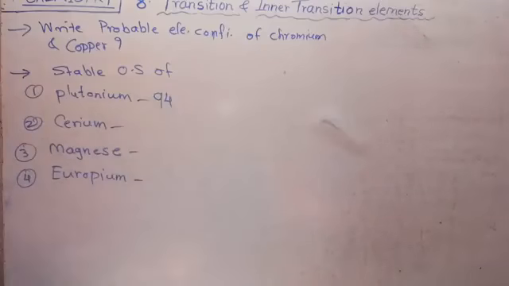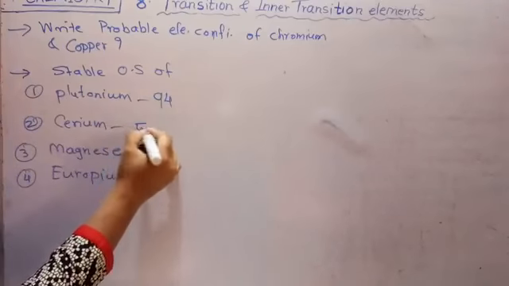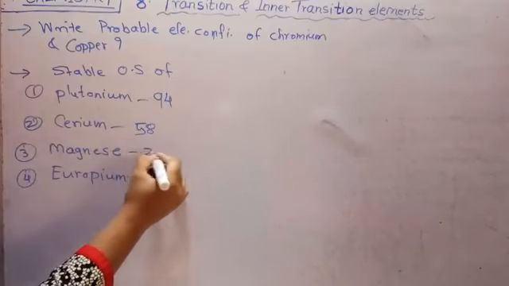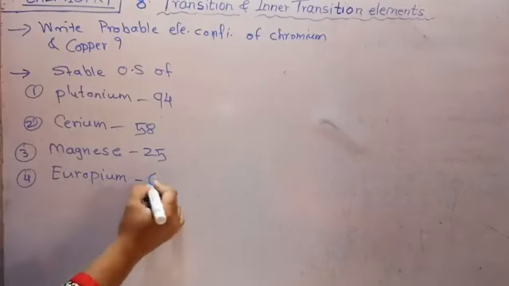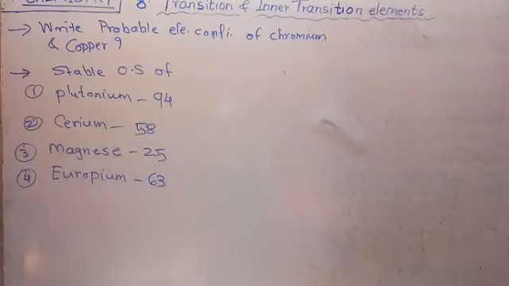Plutonium having atomic number 94, cerium having 58, manganese is 25, and europium is 63. The atomic numbers of these elements are given or not given? Because in the textbook for this question there are no given atomic numbers of these elements. You remember that.